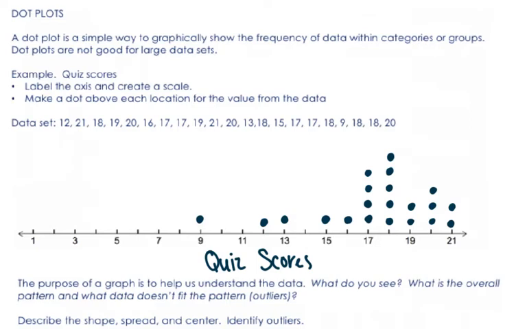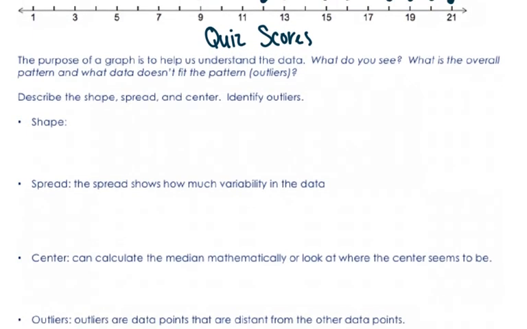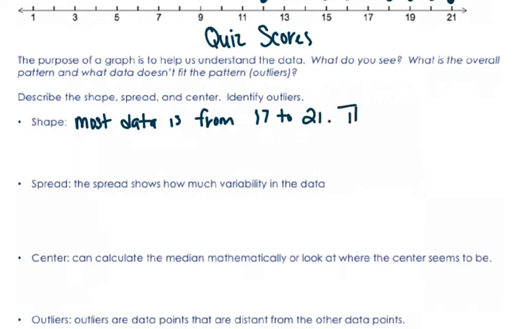So the purpose of a graph is to help us identify the data. What do you see? What's the overall pattern? And what data doesn't fit? Those are called outliers. So what we're going to do is we're just going to answer these questions. So if you were to describe the shape, you could say most data is from 17 to 21. You could put the most frequent was 18. You could say that there are a few scores on the left tail of data showing a skewed distribution, something like that.